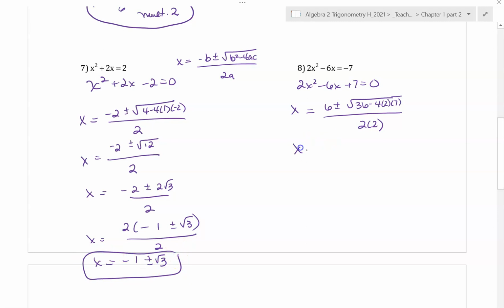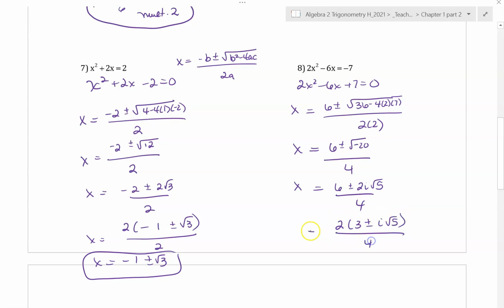And for number 8, again, I have 1 negative sign, so I'm going to do 36 minus 56, which is -20. So I'm going to have an i in my answer. So that is 2i root 5. And I can cancel out a 2. I can divide numerator and denominator by 2. There you go.